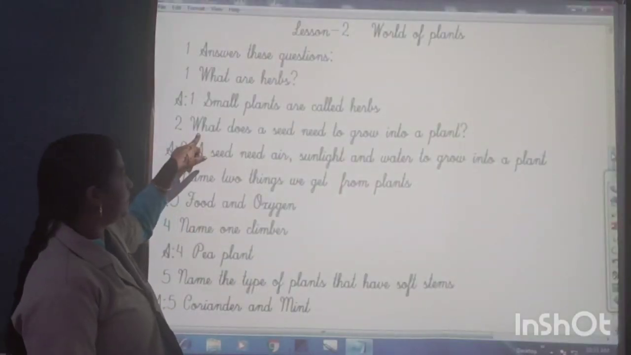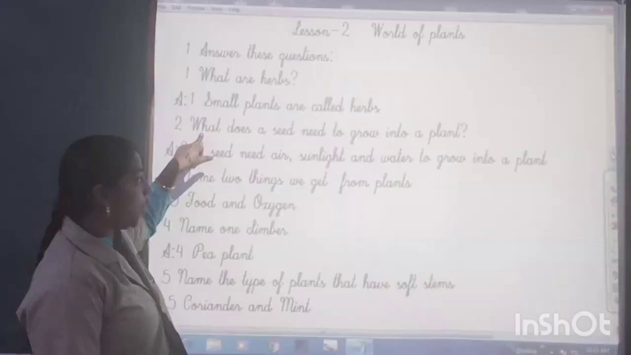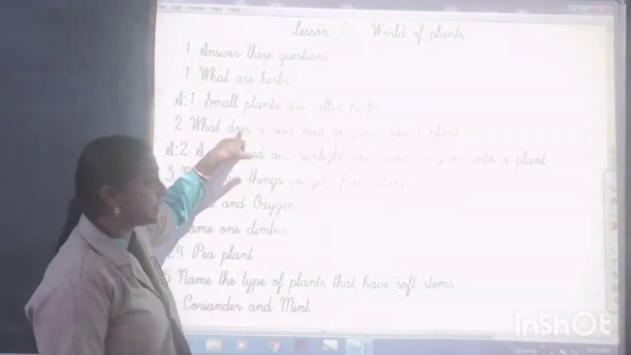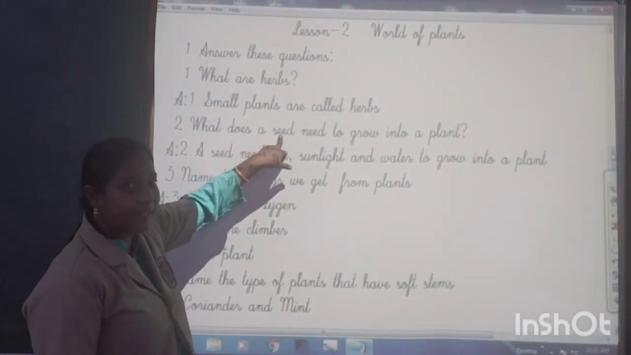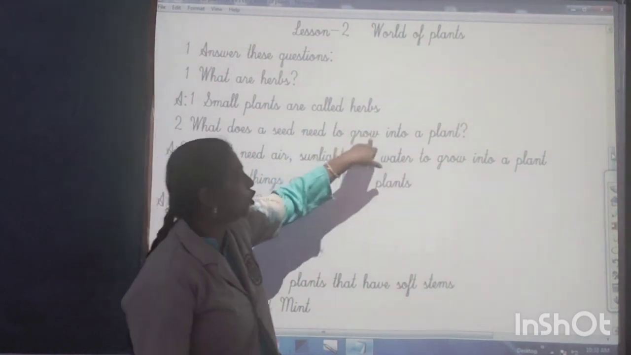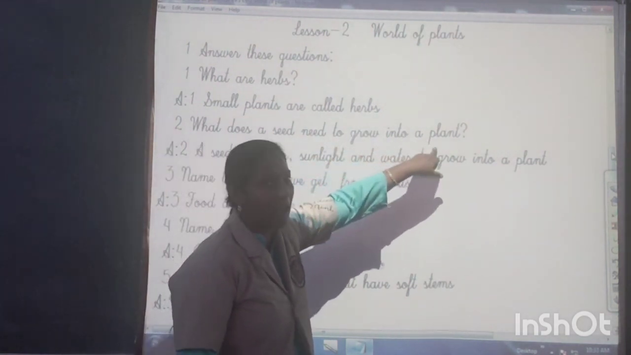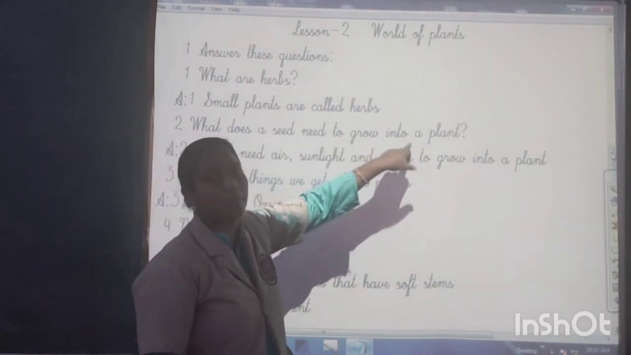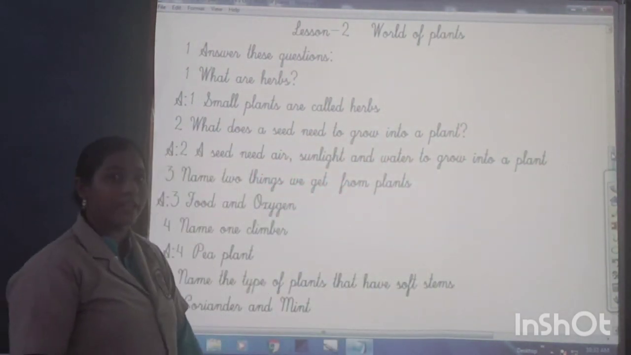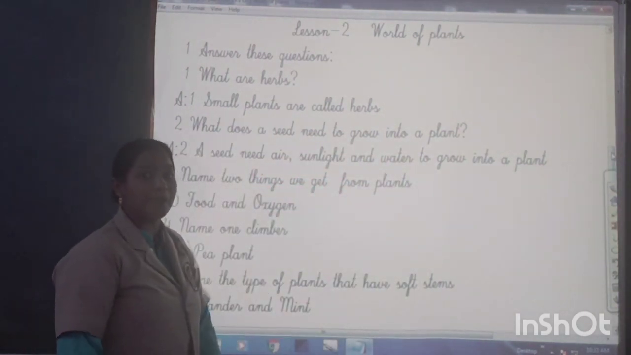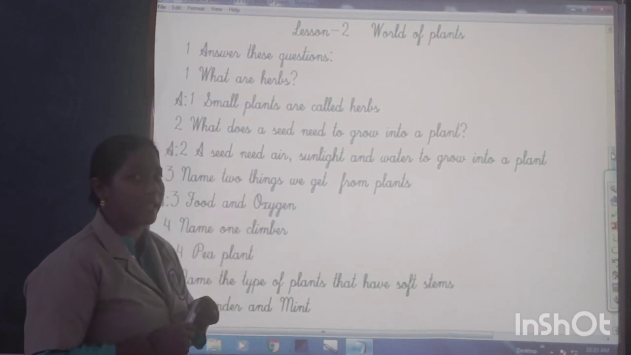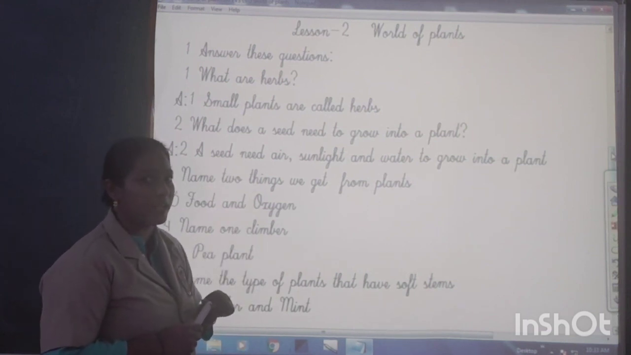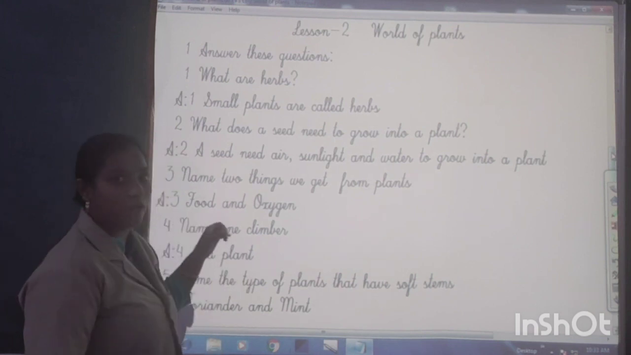Second question. What does a seed need to grow into a plant? What does a seed need to grow into a plant? मतलब एक seed को क्या चाहिए कि वो plant में बन जाए? So we have studied this कि seed को क्या-क्या चाहिए रहता है? Air, water, sunlight. So in the answer, how you are going to write it?